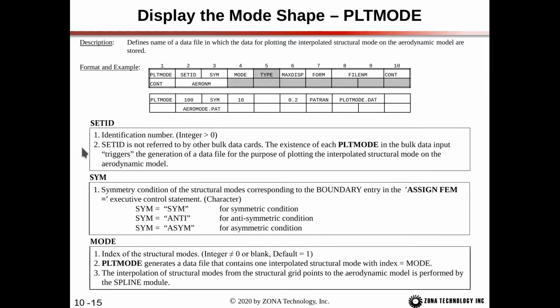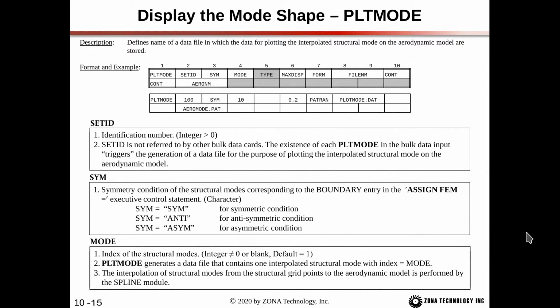So we have a set ID, which is an identification number. Then we have the sim entry to set the symmetry condition. So remember in ZEUS, we can have either a half span or full span model. And then for the half span model, we import either or both the symmetric or the anti-symmetric mode shapes. So for a half-span model, the sim should be either sim for the symmetric modes or anti for the anti-symmetric modes. And for a full-span model, sim should be asim for the asymmetric condition. So this symmetry condition will match the symmetry condition specified in the assign FEM card.